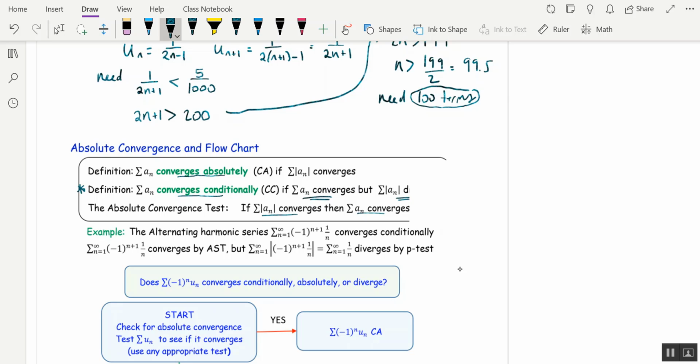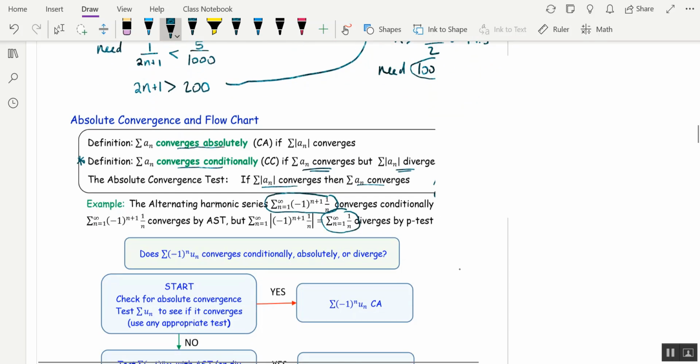So we showed earlier by the AST that this guy converges. However, if you look at the series of absolute values, you get a P series, you get the harmonic series, and we know that diverges. So that's an example of conditional convergence.